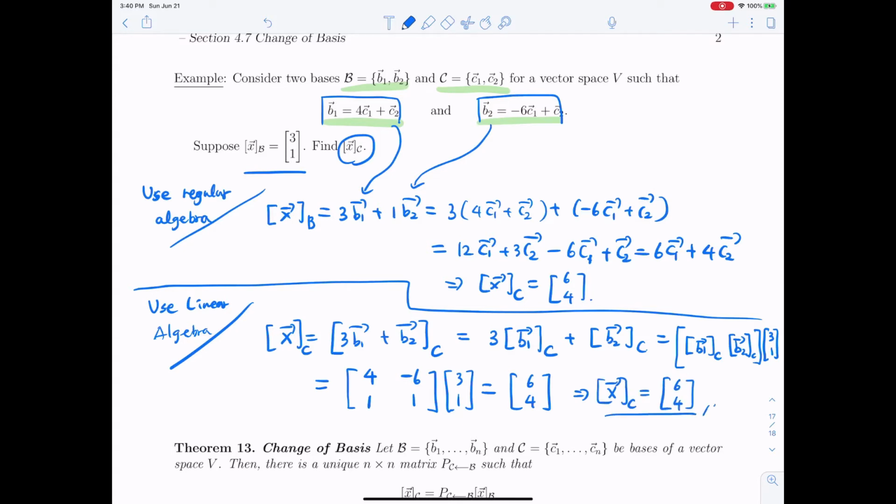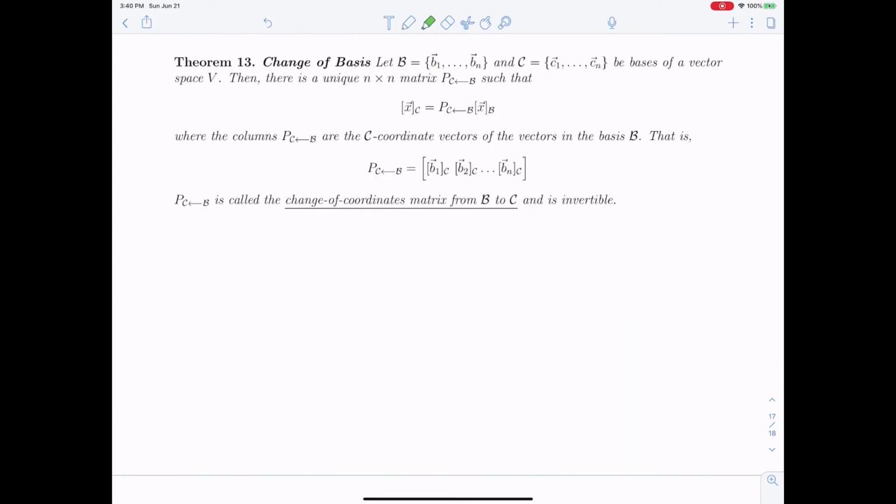So in general, suppose that b1 through bn and c1 through cn are two different bases of the vector space V. Then we call this matrix the change of coordinate matrix from B to C, where each column consists of the C-coordinate vectors of the vectors in the basis B. If you multiply this matrix by the B-coordinate vector of x, then we get the C-coordinate representation of the given vector x.